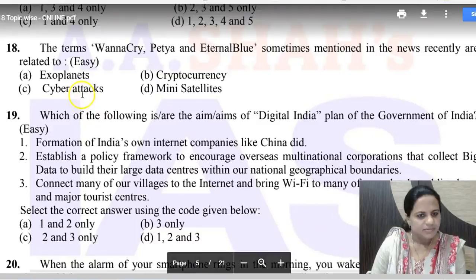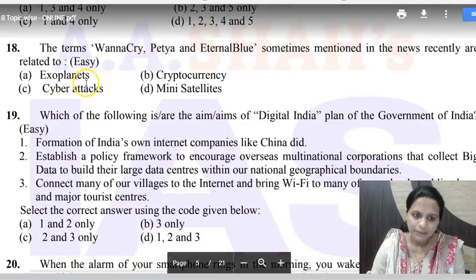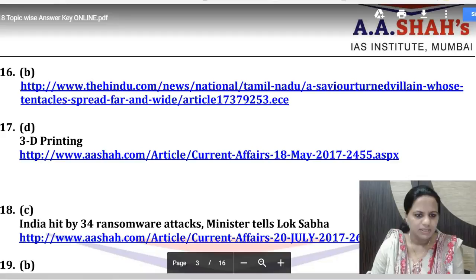Then next is a very simple question again. The terms WannaCry, Petya and EternalBlue. This we have quite often discussed. These are regarding cyber attacks. So here the correct option is C.